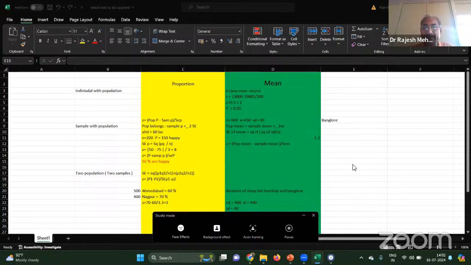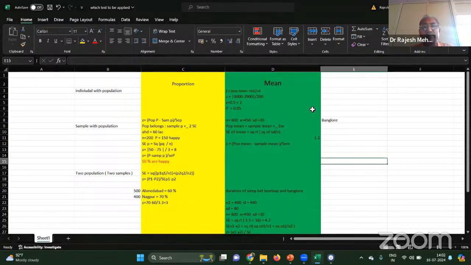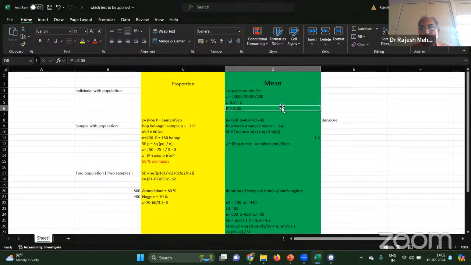Now, the question is: when you want to compare an individual with a group, I repeat, when you want to compare an individual with a group, at that time you are going to use standard deviation.